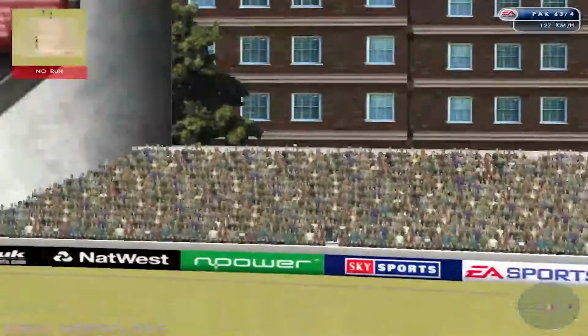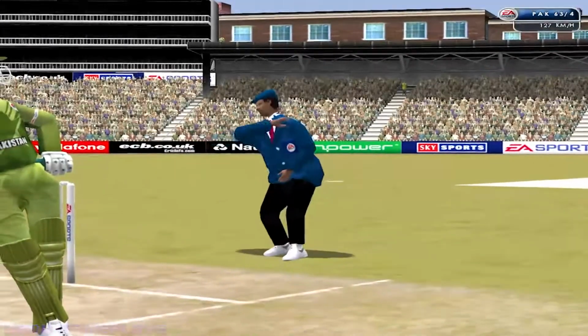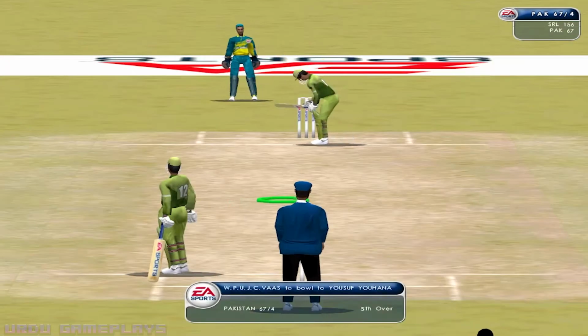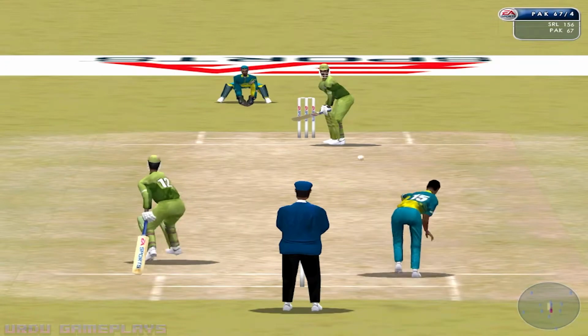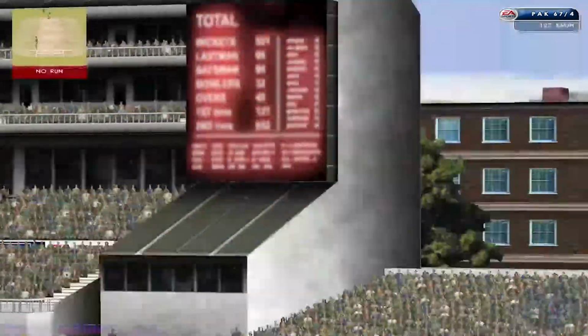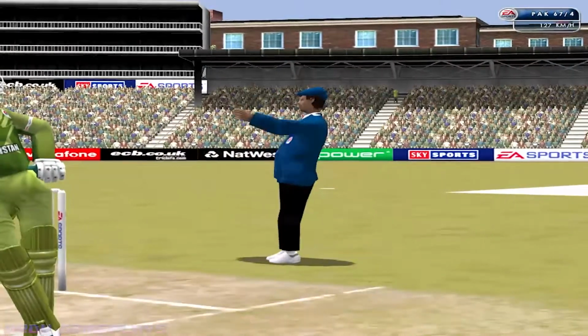It's high in the air. That's the first boundary for Yusuf Yohana. Yusuf Yohana is now facing. And 6. The bowler won't like that one little bit.